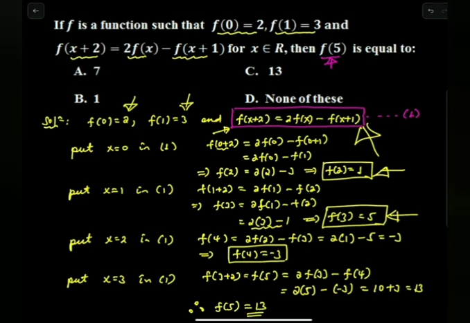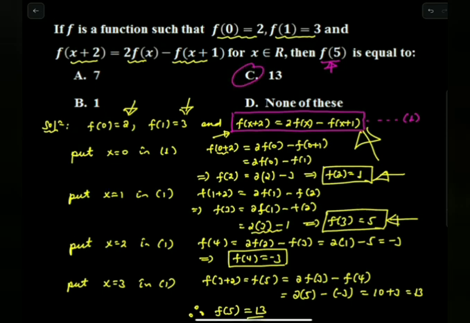So from the choices, f of 5 is 13, so our answer is C. Okay, so the answer looks like this.